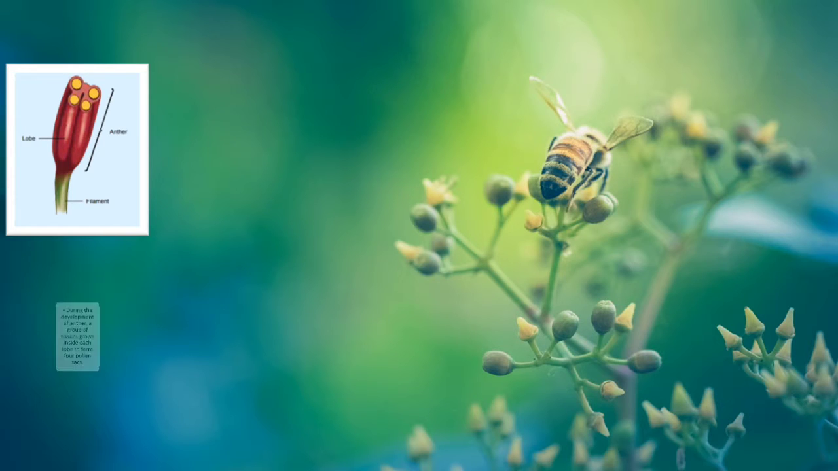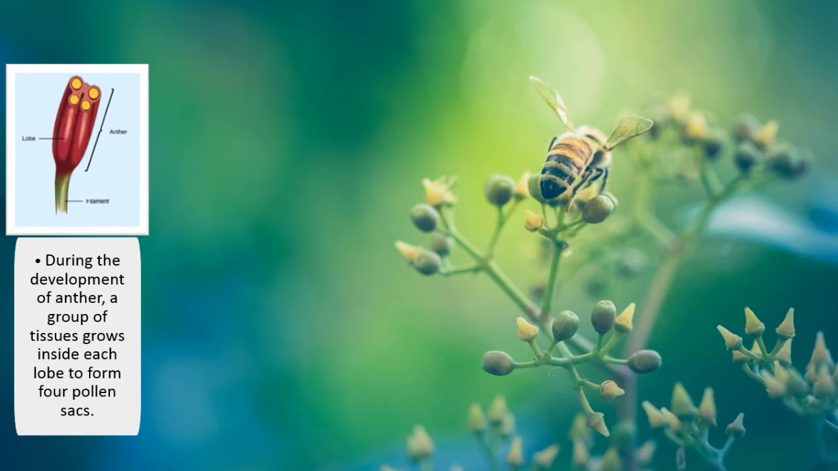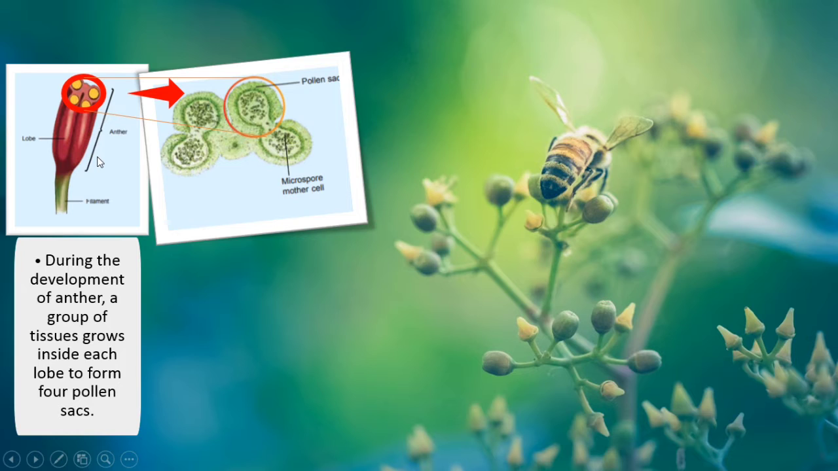So this is the anther. During the development of anther, a group of tissue grows inside each lobe to form 4 pollen cells. So each anther has 4 pollen cells: 1, 2, 3 and 4 pollen cells. So this is the cross section of a pollen cell.